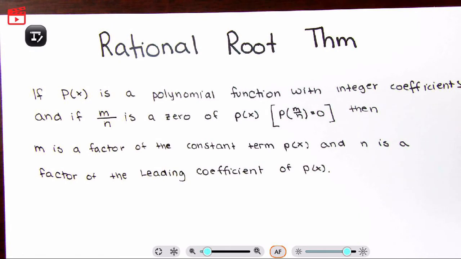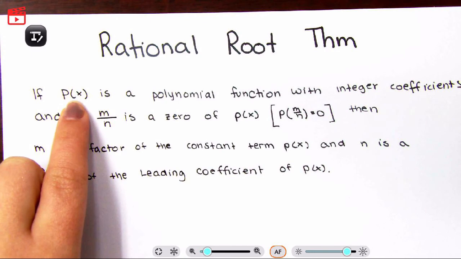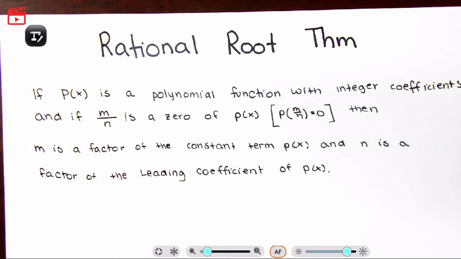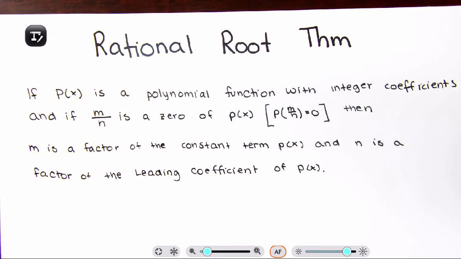All right, beautiful people, let's go ahead and start with the actual rational root theorem. So the rational root theorem states: if p of x is a polynomial function with integer coefficients, and if m divided by n is a zero of the polynomial function, then m is a factor of the constant term of p of x, and n is a factor of the leading coefficient of p of x. So what the heck does that mean?